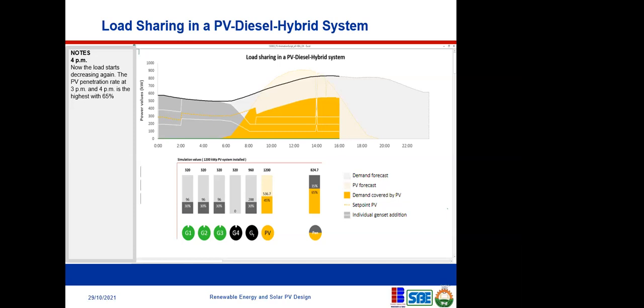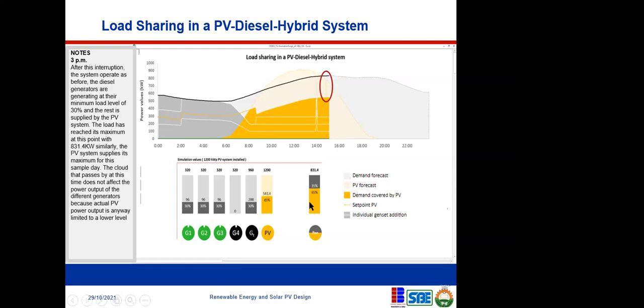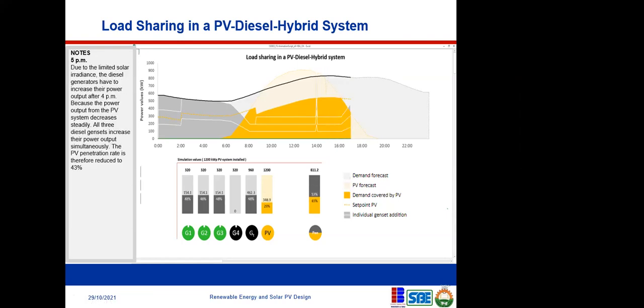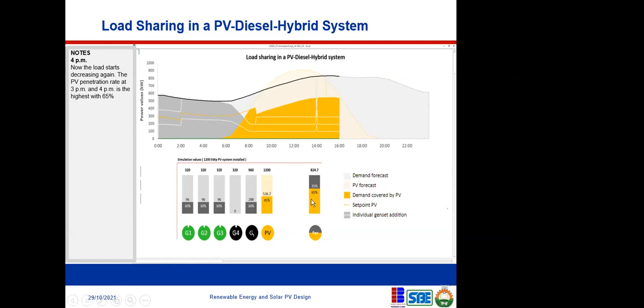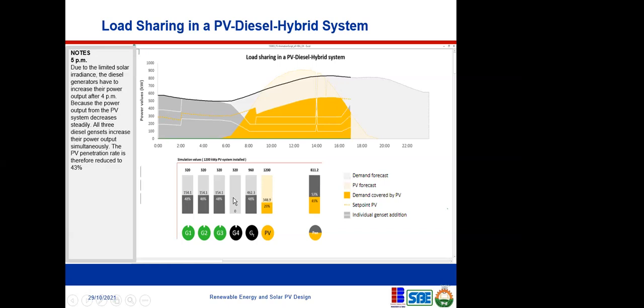So this is 4 p.m. The load is now beginning to reduce. As the load begins to reduce, you will notice that the penetration rate of the solar PV will begin to reduce as well, because the generators are already running at their minimum load. Now that the sun is declining, the solar system is no longer derated at this time.